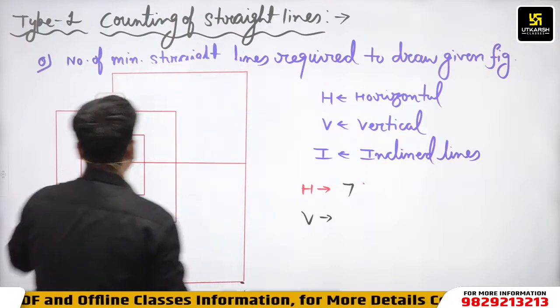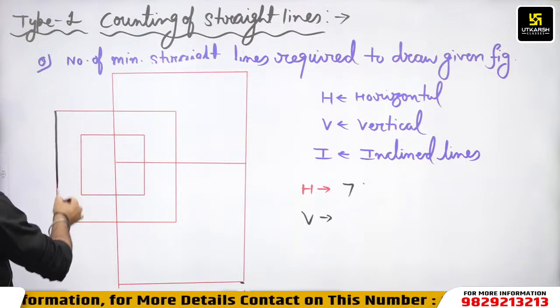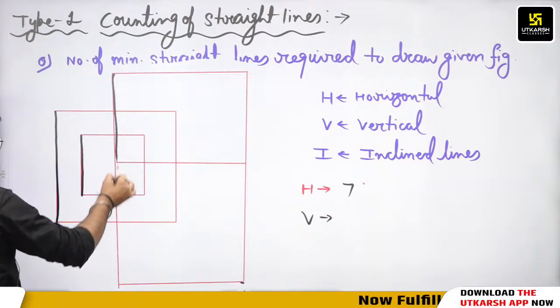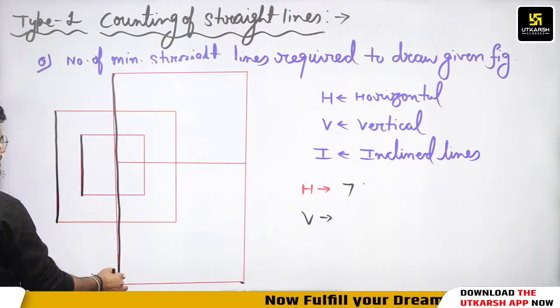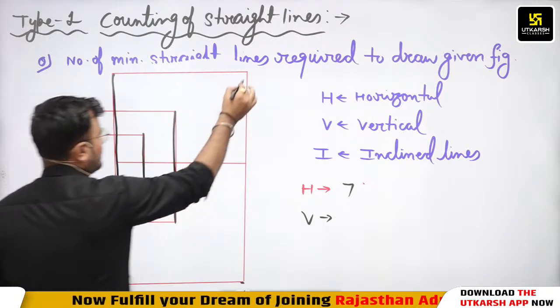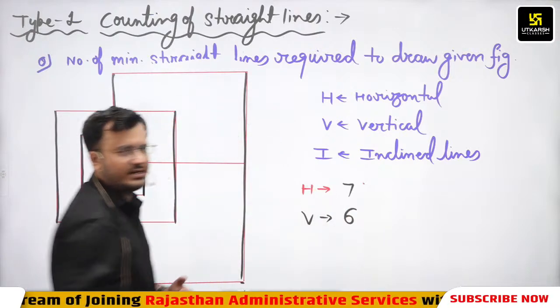As you know, we are going to count the vertical lines. Starting with the leftmost, this is your first, second, and this will be considered a single straight line. This will be your third, this one fourth, fifth, and this one is your sixth. So a total of 6 vertical straight lines are required.